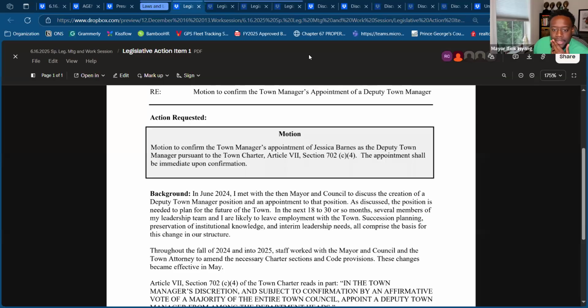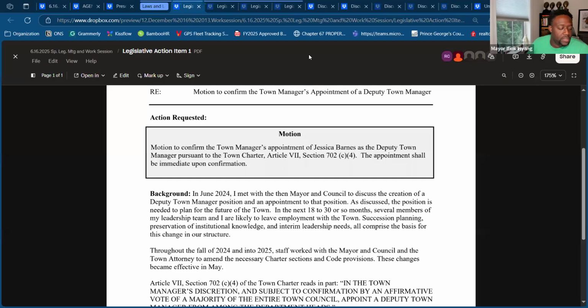Any other comments? Yes, Mr. Mayor, Councilmember Klon. I support this motion 100%. Ms. Barnes is a very active woman. And for her to be a deputy town manager, I'm very happy to vote for her 100%. Thank you. Thank you, Councilmember.